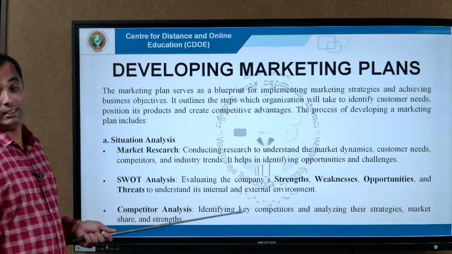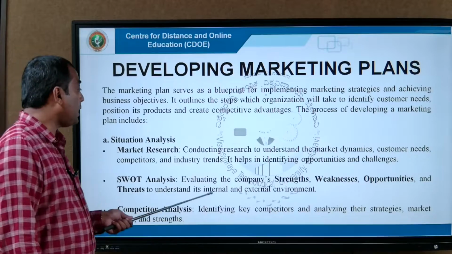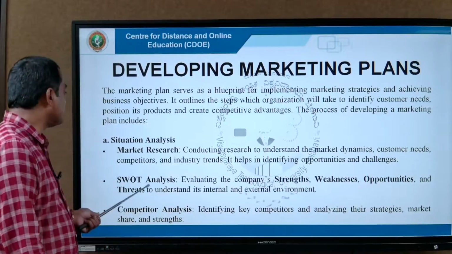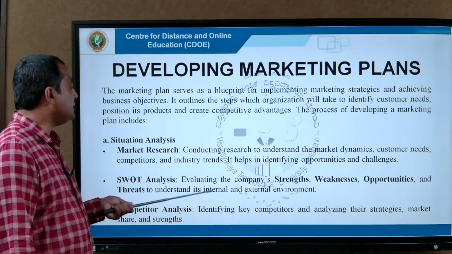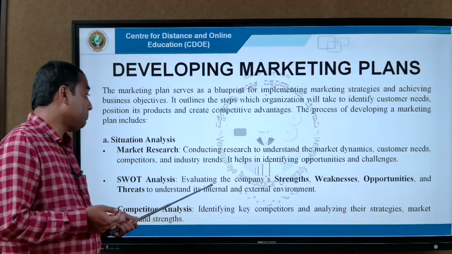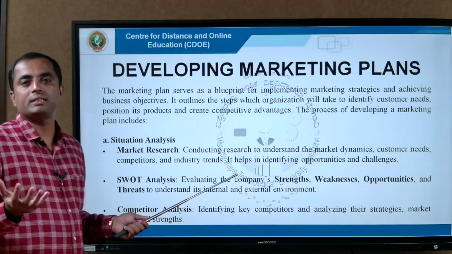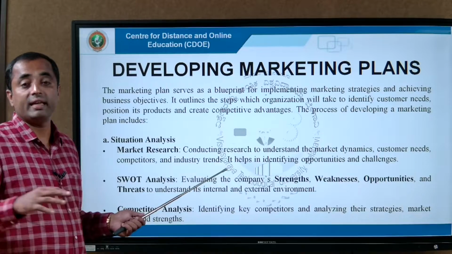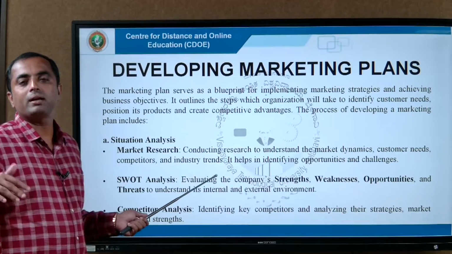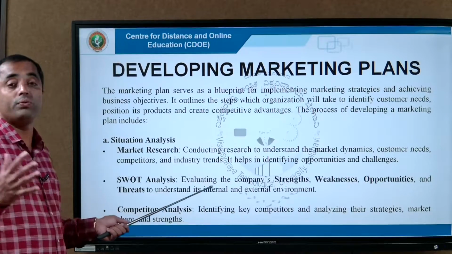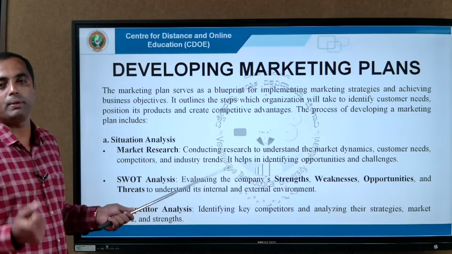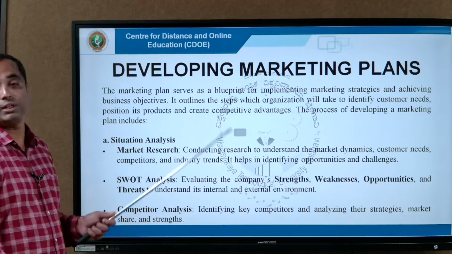Then SWOT analysis. Do a SWOT or evaluate the company's strengths, weaknesses, opportunities and threats to understand its internal and external environment. As we all know, the internal environment is completely under the control of the company, while the external factors are partly controllable, and some are uncontrollable. So you need to know which factors are uncontrollable, which are semi-controllable, which are completely controllable. So have that situation analysis.